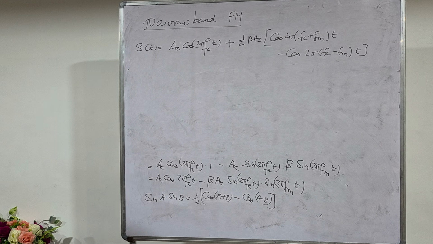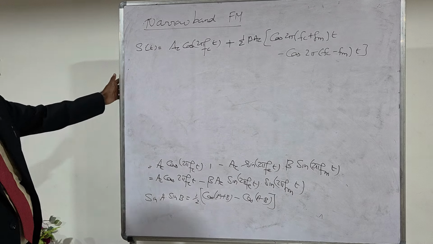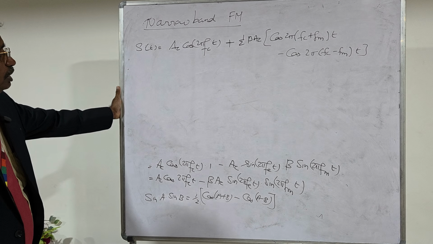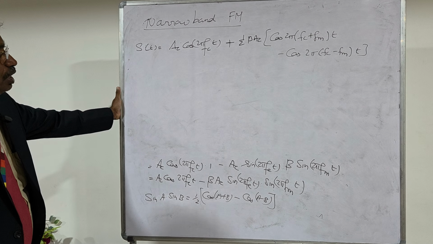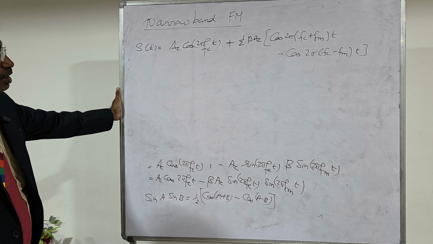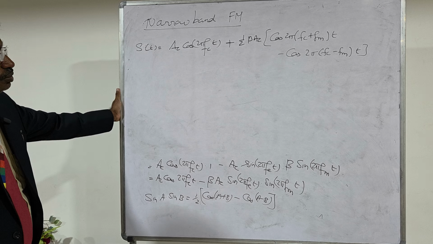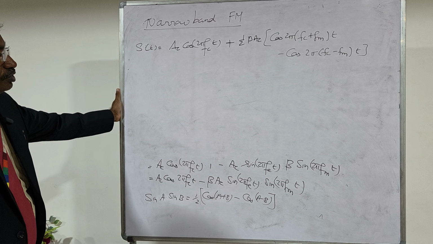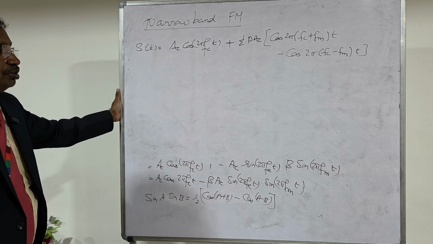So by using the trigonometric relation, we are writing this as s(t) = Ac cos 2π fc t + (1/2) β Ac [cos 2π (fc + fm) t − cos 2π (fc − fm) t]. Right? So now we have to plot the spectrum of the signal.